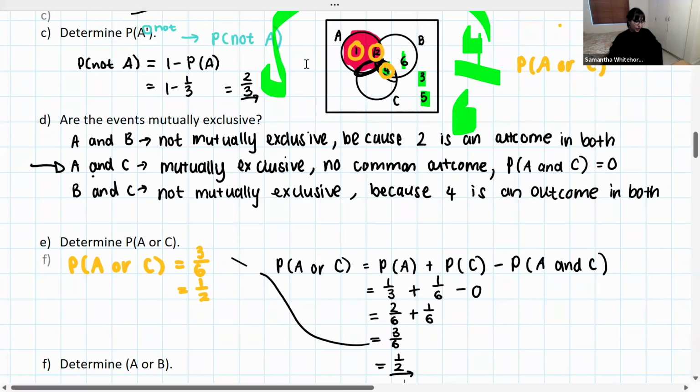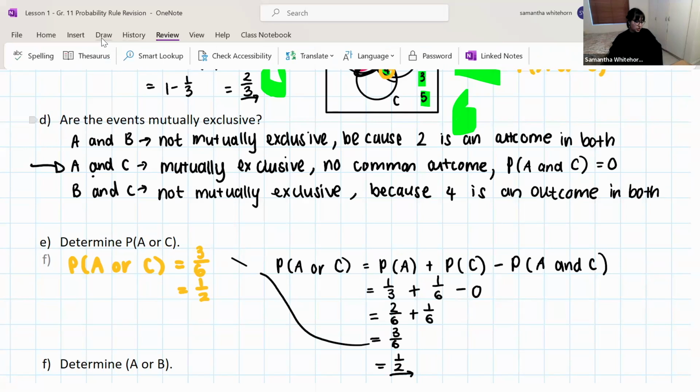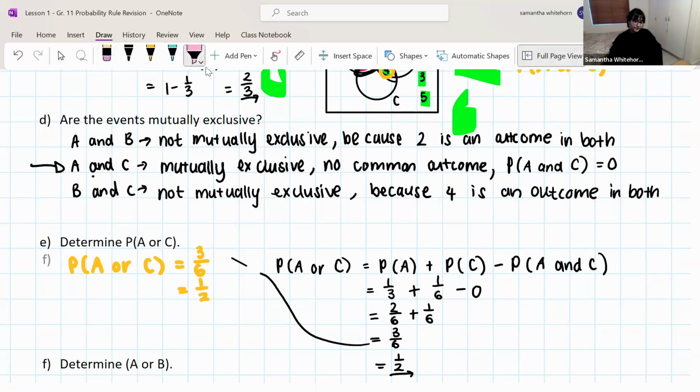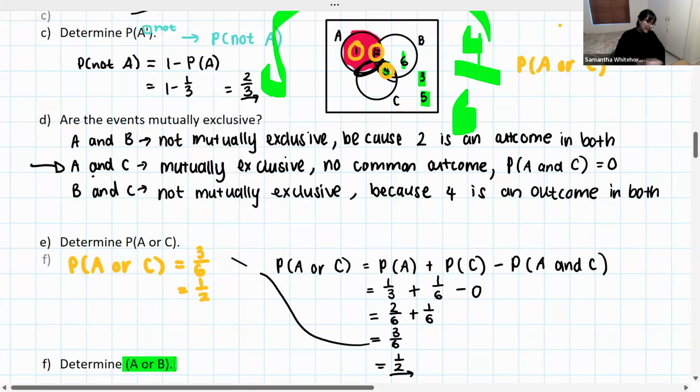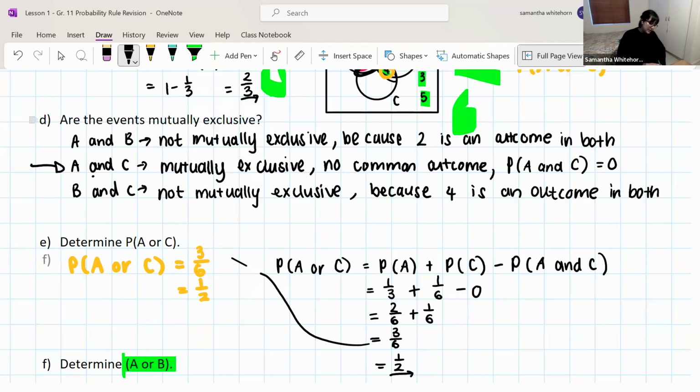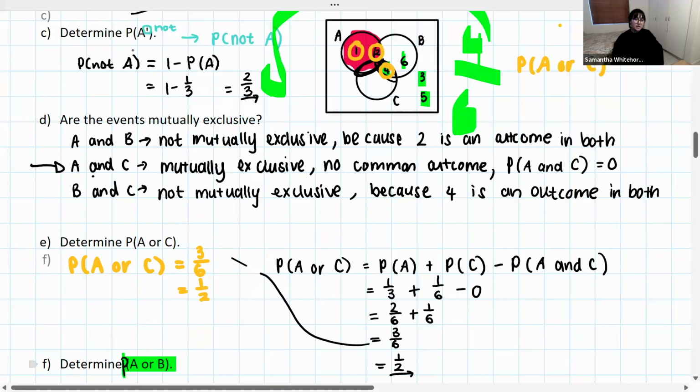All right, so with all of that being said, I want you guys to try question F, which is determine, okay, there should be a P there, I'll put that in now, the probability of A or B. So we've just done an or question, the probability of A or B. You can use the Venn, you can use your rule, whatever you want. I'm going to give you a minute, try it, and then we'll have a look.